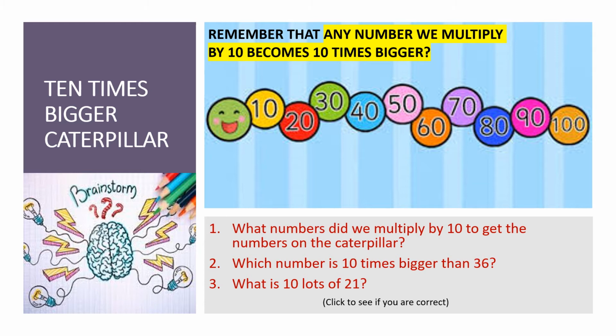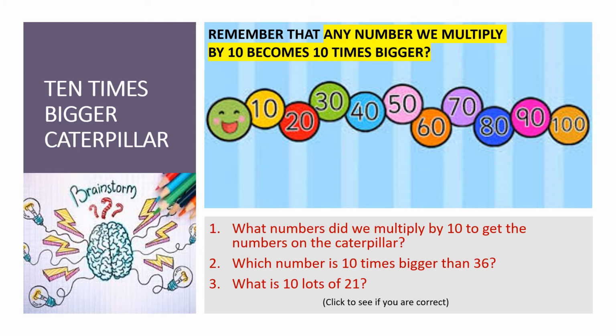What numbers did we multiply by 10 to get the numbers on the caterpillar? What number did we multiply? For each one of them, you have to write the answer. What number did we multiply to get 10? Or what number did we multiply by 10 to get the 10 in the yellow box or the yellow circle? What number did we multiply by 10 to get 20? What number did we multiply by 10 to get 30? Okay, so can you tell what numbers we multiplied by 10 to get all those numbers in the caterpillar?